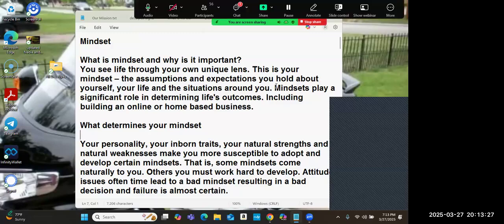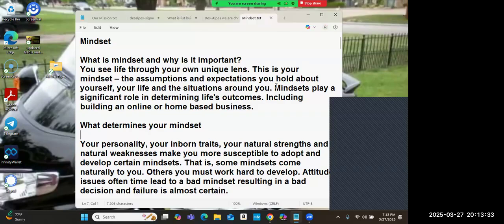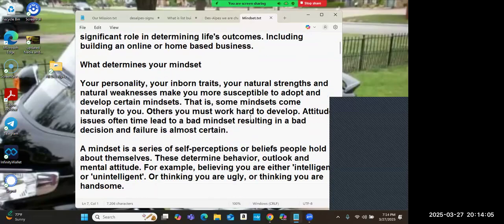What I want to go over tonight is a little bit about mindset training, because before you can actually build any kind of a home-based business, it all starts with mindset, in my opinion. If you don't have your mind set for that, you're going to fail. Well, what is mindset and why is it important? You see life through your own unique lens. This is your mindset, the assumptions and expectations that you hold about yourself, your life, and the situations around you. Mindsets play a significant role in determining life's outcomes, including building an online or home-based business.